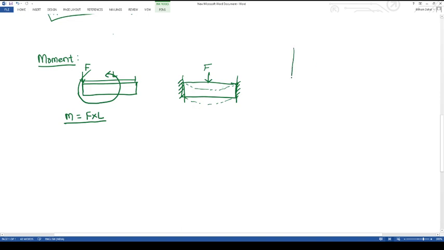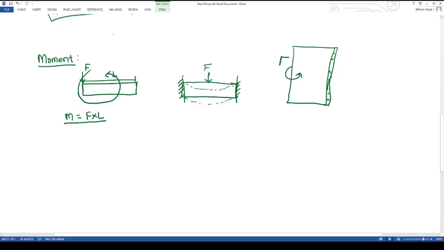Now if I take an example of a door, how will the door be fixed? At its one end it will be hinged, right? So that it can rotate. It is hinged here, it is not fixed. So now I want to open the door. So what I will do, I'll apply a force here.